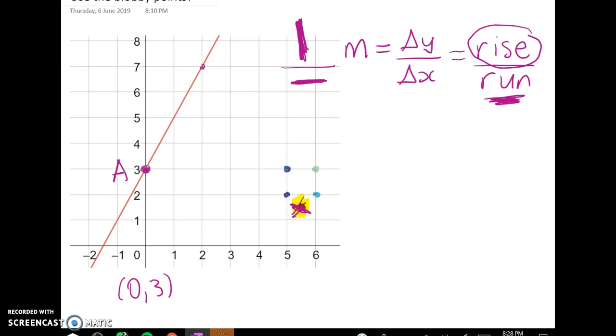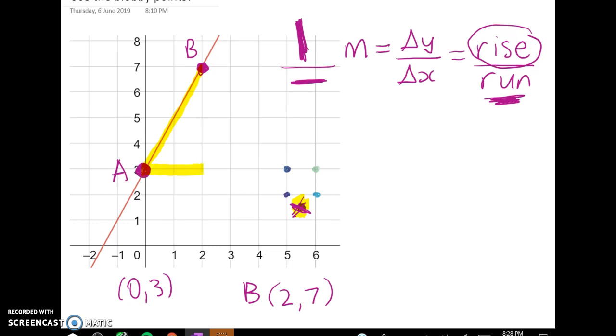I'm going to use this one up here, and this is what I'm going to call blobby point B. And B has got coordinates 2, 7. So now what I have to ask is, to get from A here up to B here, how far out do I go? And then how far up do I go?